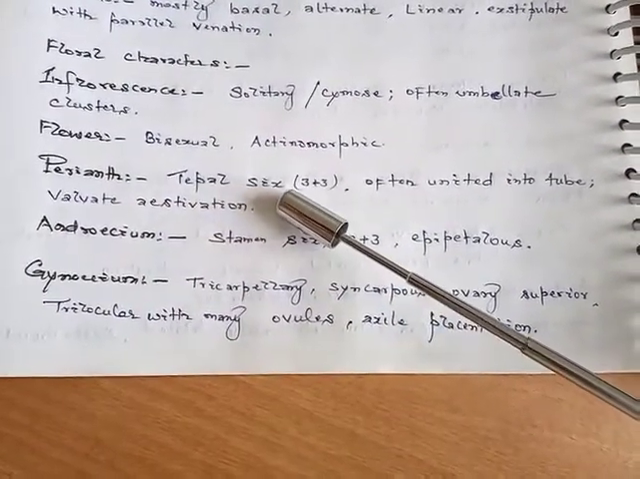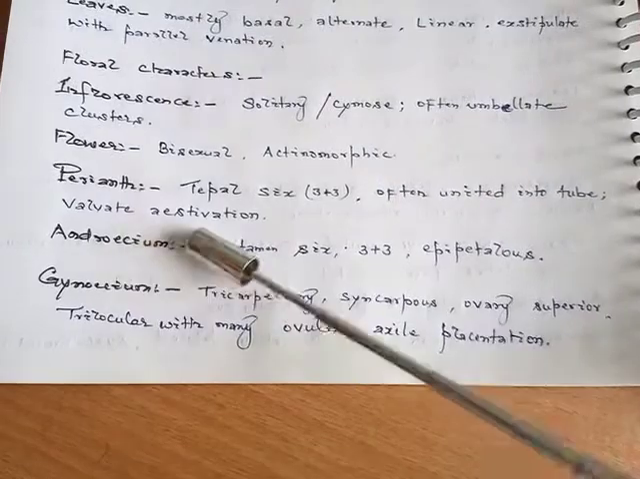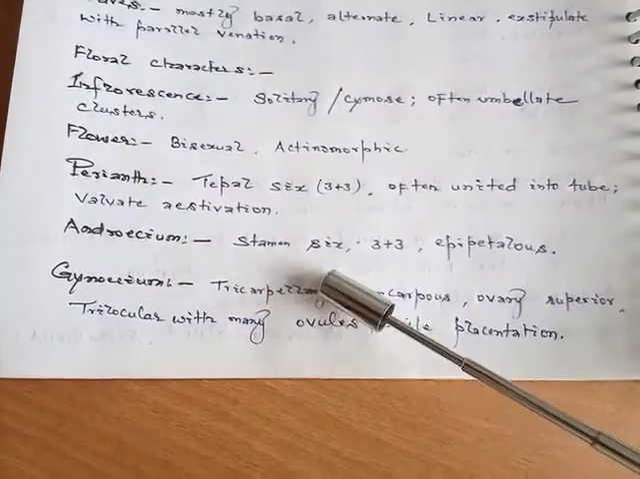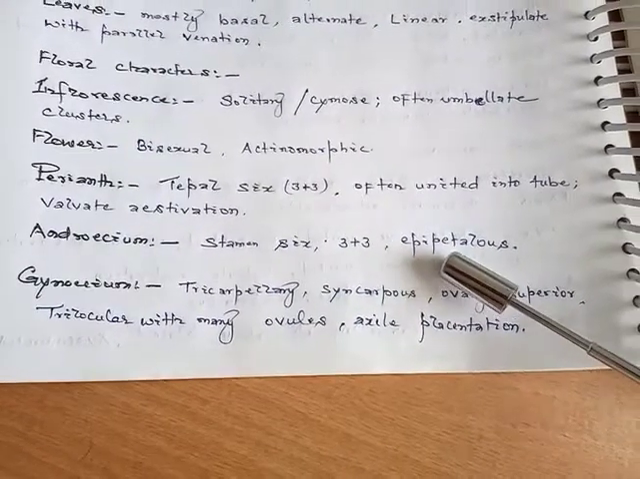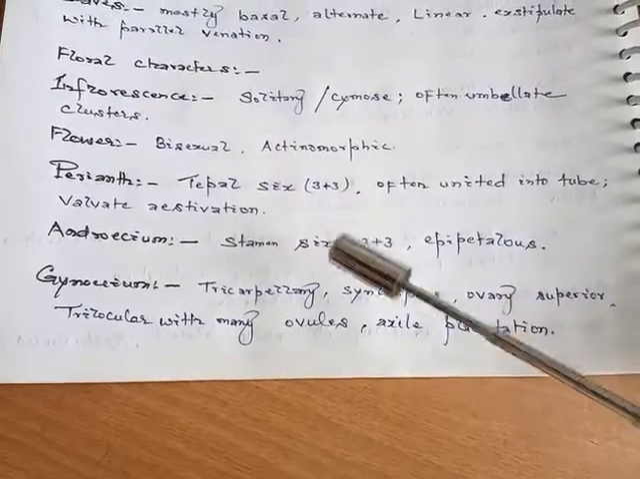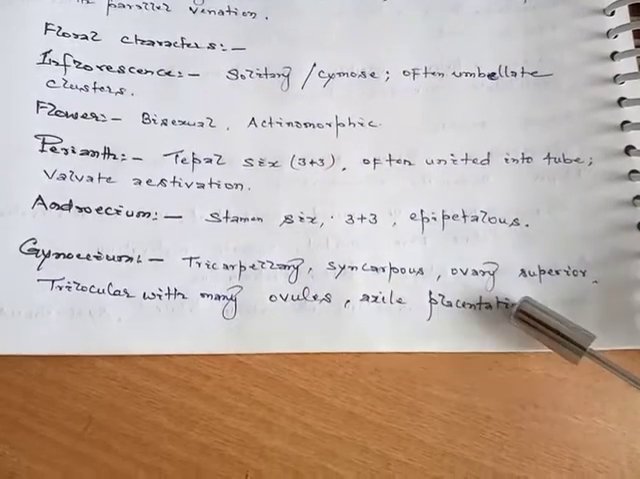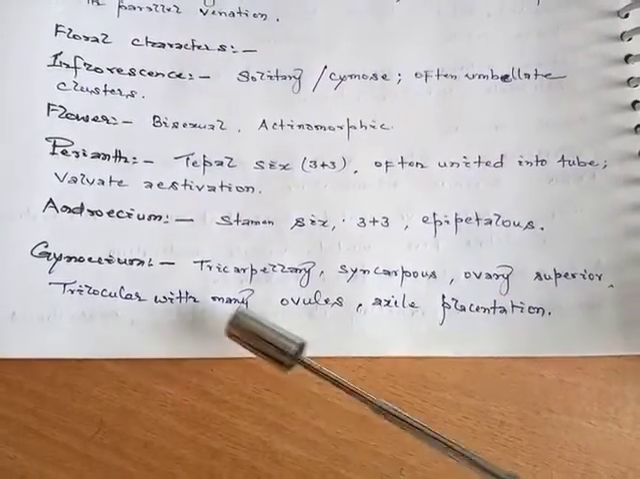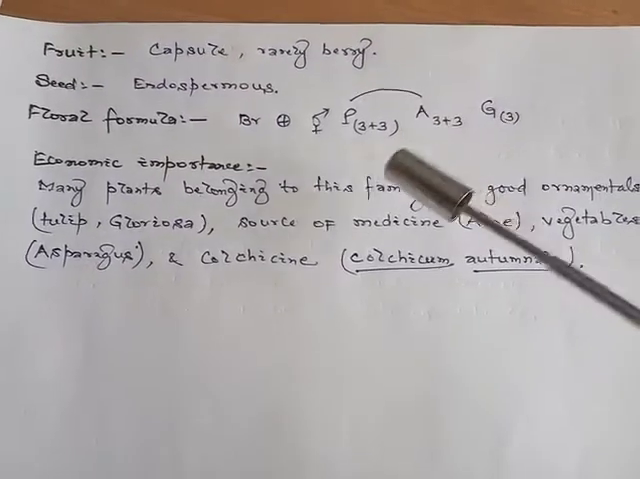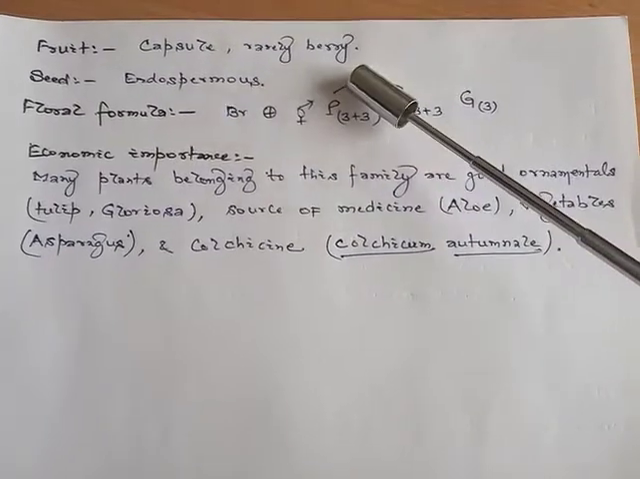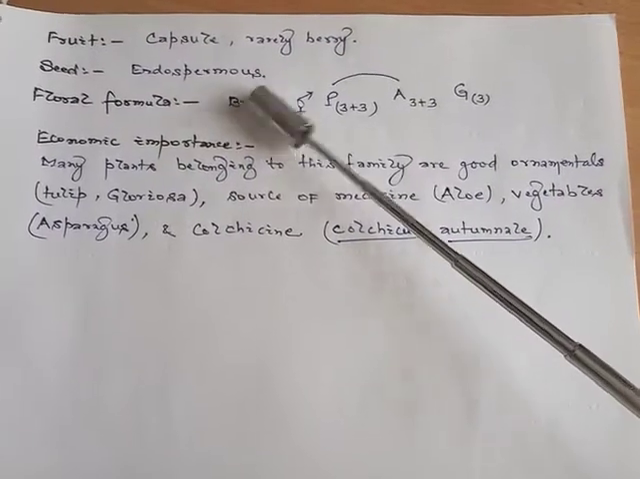They are 6 in number in the form of 3 plus 3, often united into a tube-like structure and valvate aestivation. Androecium, stamens 6, 3 plus 3 and epipetalous, meaning the stamens are attached to the tepals. And gynoecium, tricarpellary, syncarpous, ovary is superior and trilocular with many ovules and axile placentation. Fruit is of capsule type, rarely berry. Seed is endospermic, so monocots have endospermic seeds.